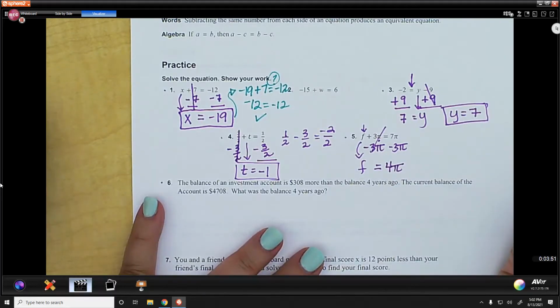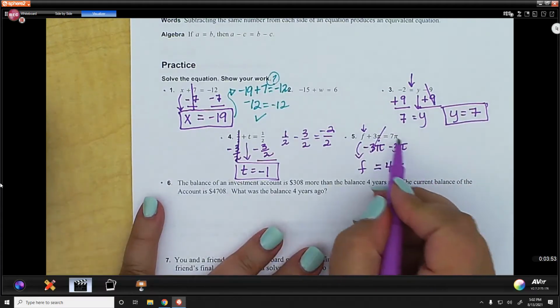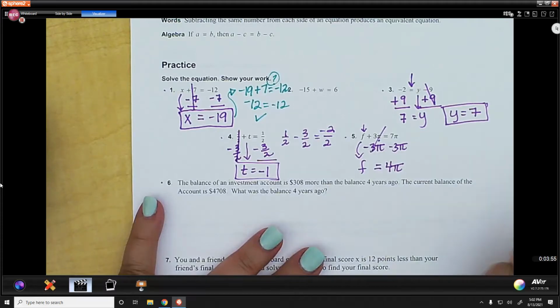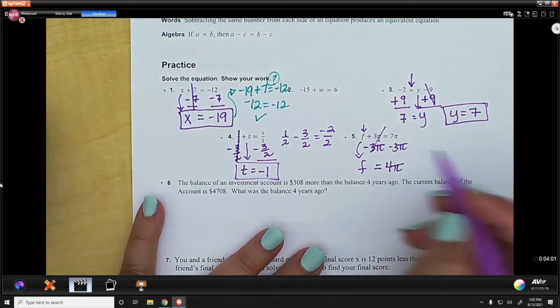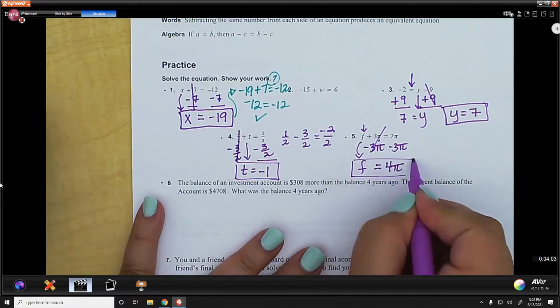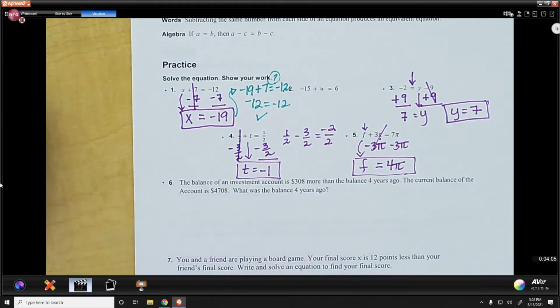That's exactly how this works. Those are what we call like terms, and we've been reviewing that, and we'll review it again a little bit more in the next few days as well. So this is our solution here. f is equal to 4 pi, and it is perfectly okay to leave that like that.